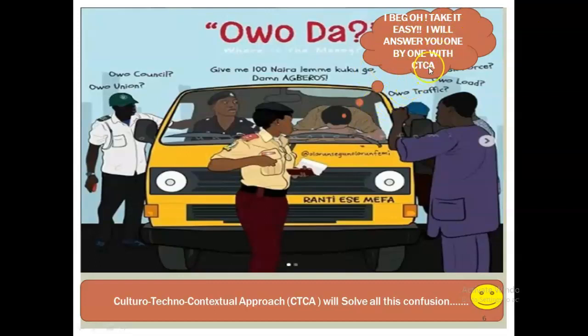Wise man. He says with CTCA. Now, concerning our lesson, the culturo-techno-contextual approach will be used to solve all this confusion and mismatch that exists in this topic, network topologies. So we'll be using this approach to explain the various types of network topologies. Let's continue with our class.